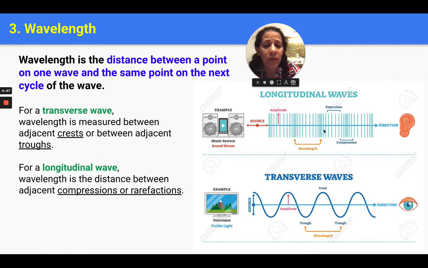What about longitudinal waves? We'll say from compression to compression, or from rarefaction to rarefaction, because it goes from compression to rarefaction to compression. So from compression to compression is 1 wavelength. Again, for transverse waves, it's between adjacent crests or adjacent troughs. Adjacent means next to each other. You can't skip one. But in longitudinal waves, it's between adjacent compressions or adjacent rarefactions. Wavelength is a length, a distance, so the standard unit is meters.